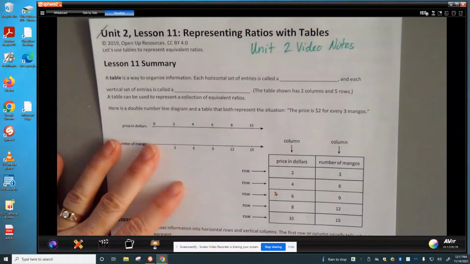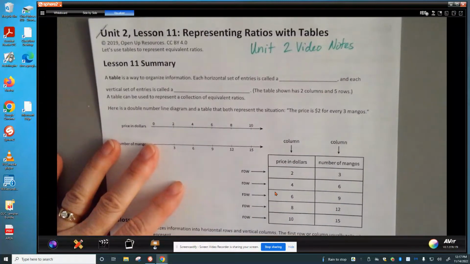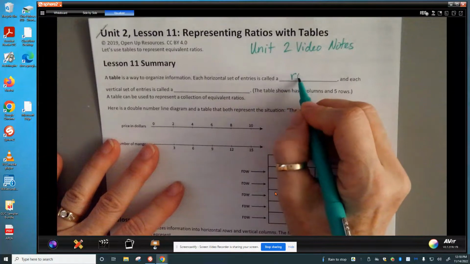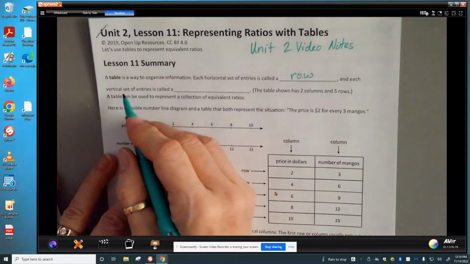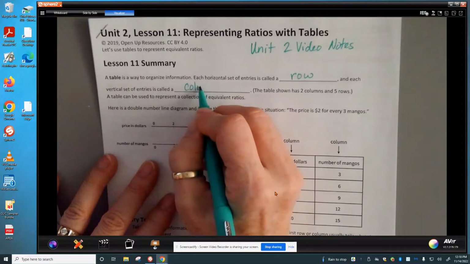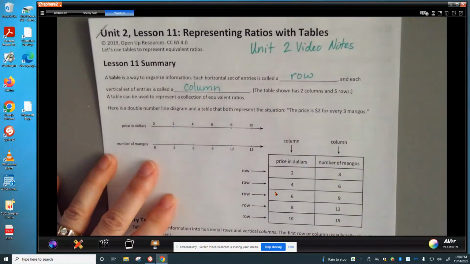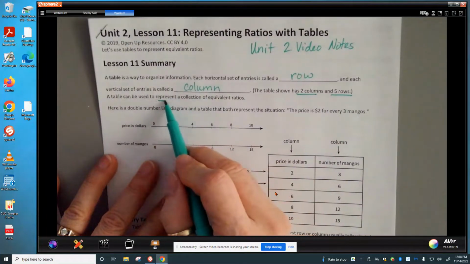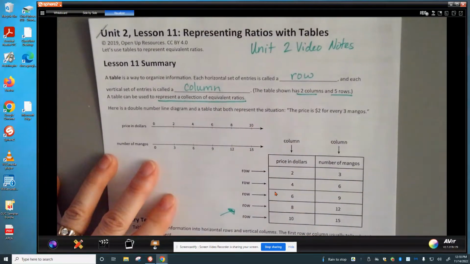A table is a great way to organize information. Each horizontal set of entries is called a row, and the vertical set is the column. This table shows 2 columns and 5 rows. You can see these down here. It's a good way to represent equivalent ratios.